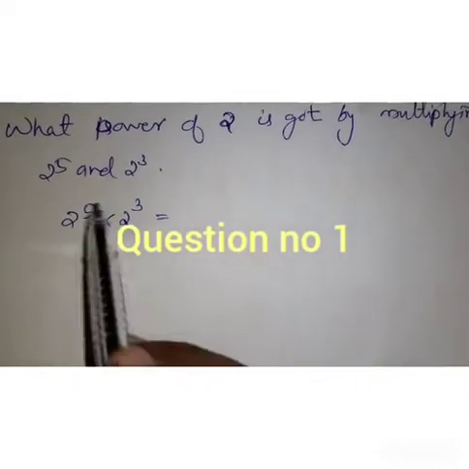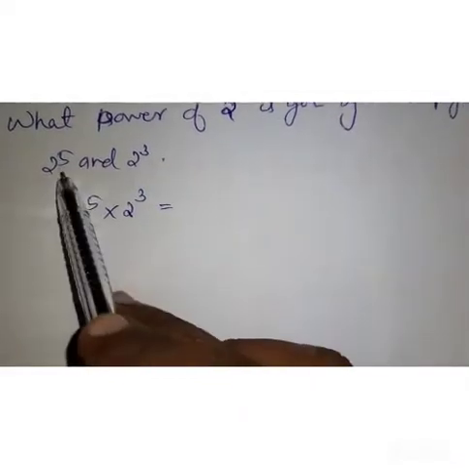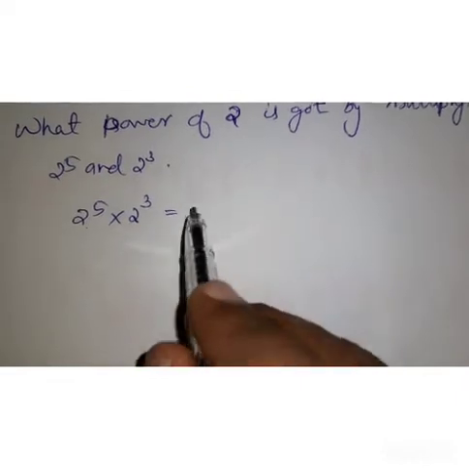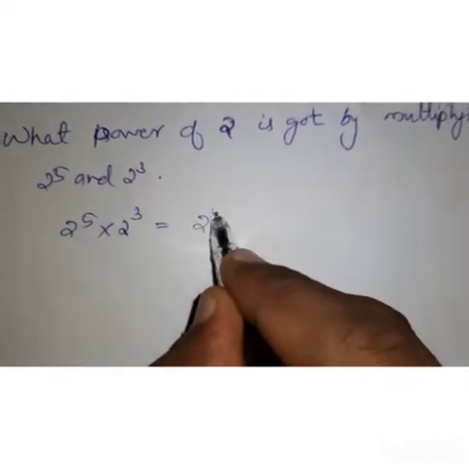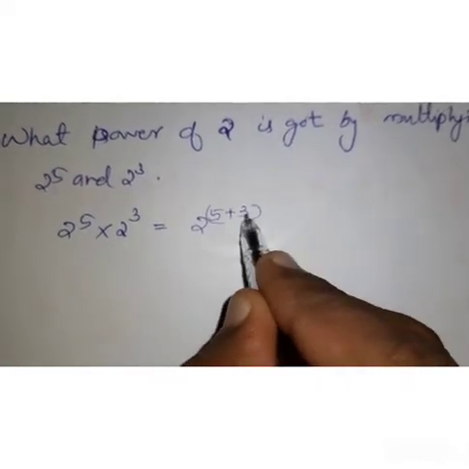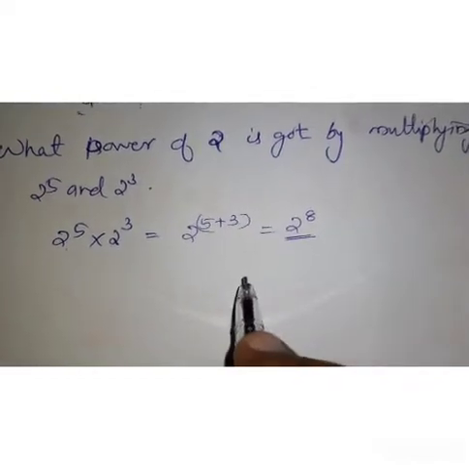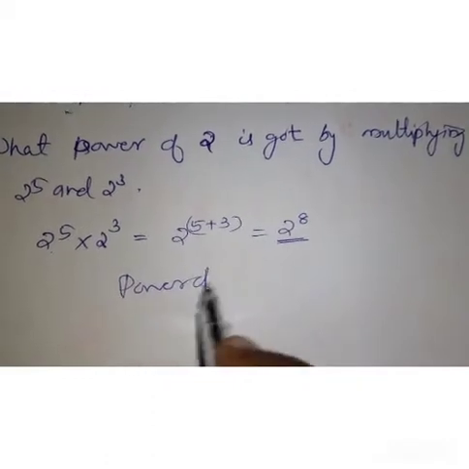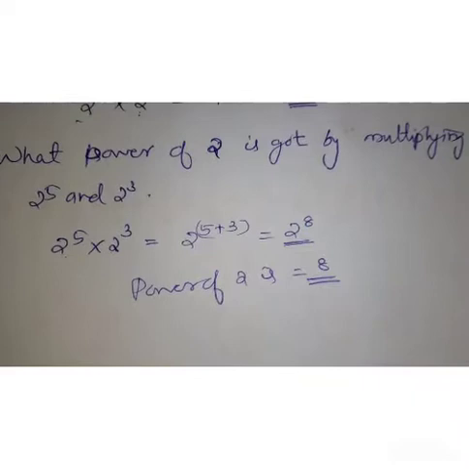See the first question. What is the power of 2 got by multiplying 2 raised to 5 and 2 raised to 3? What is the power you are getting? It is 2 raised to 5 plus 3. The powers are added, or the exponents are added. So 2 raised to 8. So what is the power of 2? 8. 8 is the answer.